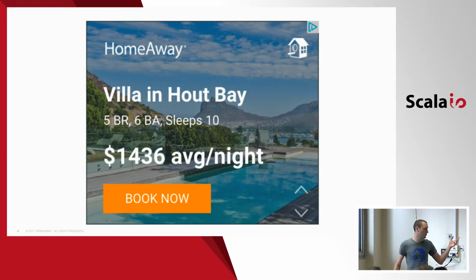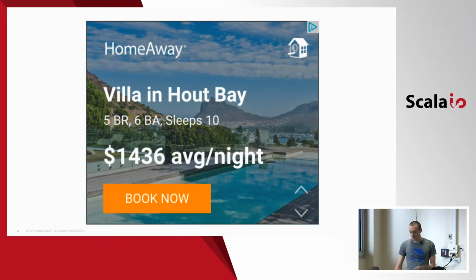So let's assume someone was on HomeAway.com taking a look at a reasonably priced villa like this, and didn't book in the end, right? So it's a very good target for us to show an ad like this and try to bring him or her back to the site to convert, right?